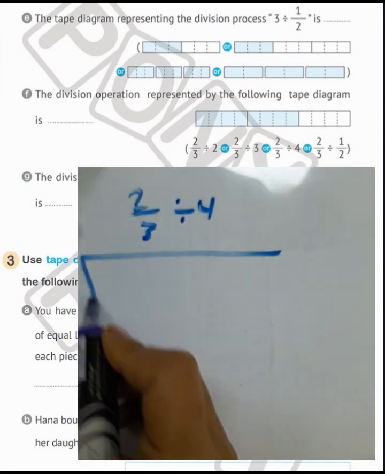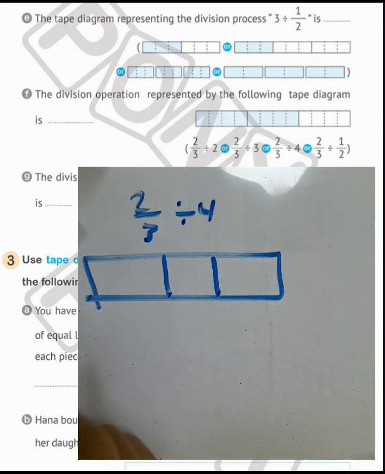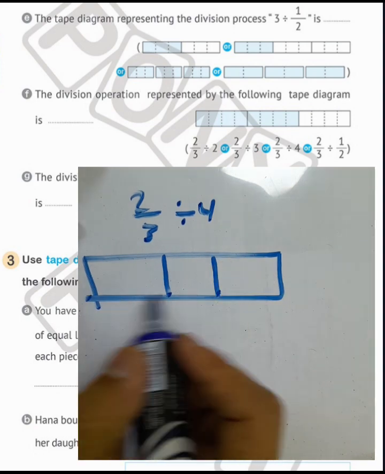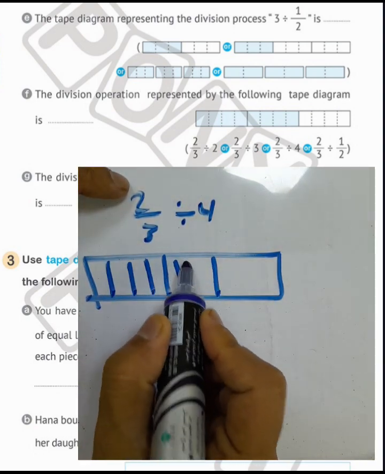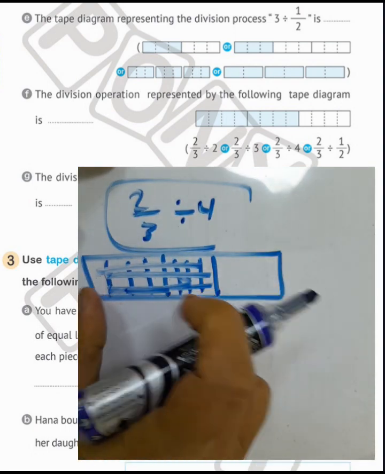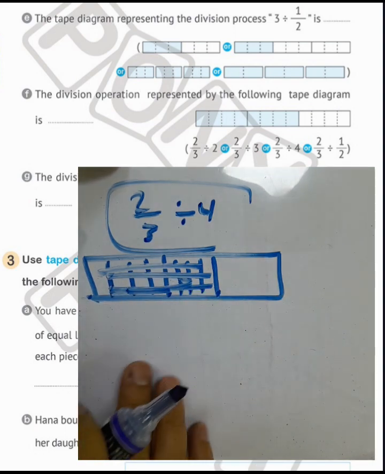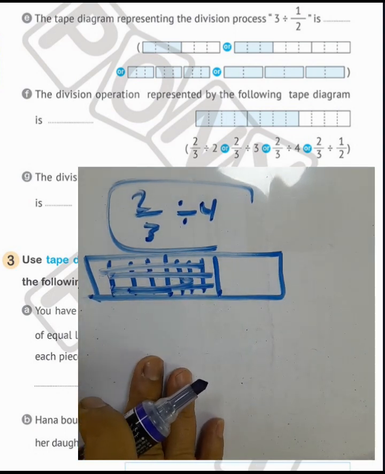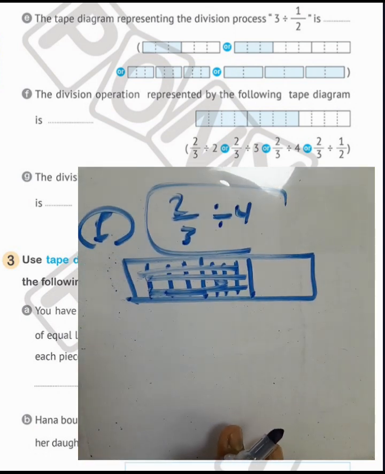Divided by 4. Why? Because he colored how many parts? He divided here 3 parts, and colored the 2 parts. Each one of them divided into 4 parts. 1, 2, 3, 4. 1, 2, 3, 4. Then the result will be 2 over 3 divided by 4 parts. Each one divided into 4 parts. Okay, choose the letter F here. Choose this result. 2 over 3 divided by 4.